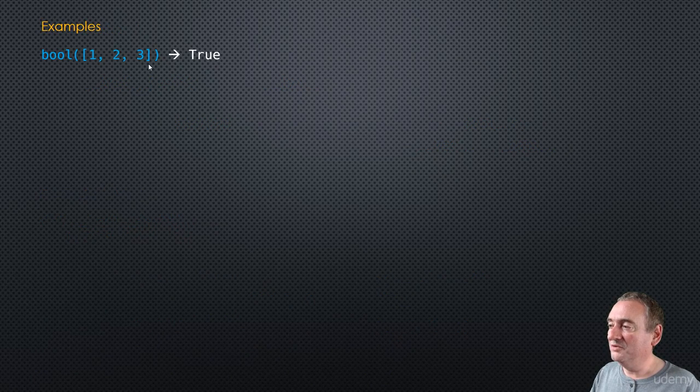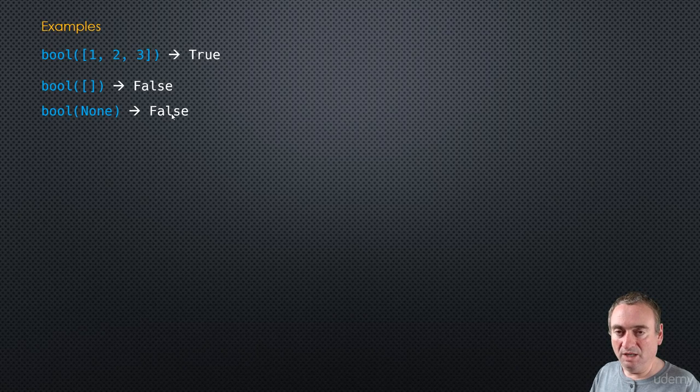So if we take bool of this list, well, this list has a len, a dunder len method. It's a sequence type, and the length is 3. It's not 0. So the truthiness of 3 is true. So bool of this non-empty list would be true. However, bool of this empty list would be false. Now bool of the None object is false as well.